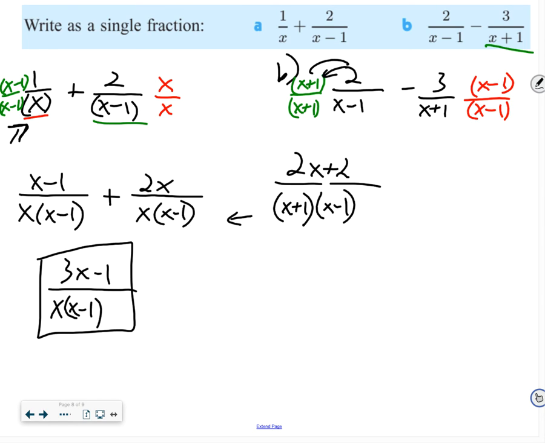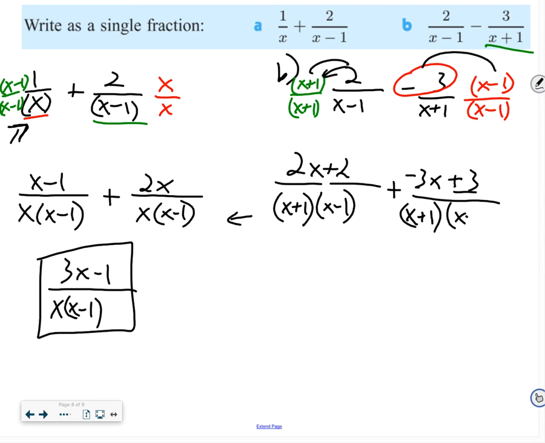Okay, over here I got to remember that this 3 is attached to the negative. So I'm going to make sure as I distribute that negative 3 through, I'm distributing that negative as well. So just change it to plus, and I'm going to do negative 3x plus 3, because a negative times a negative is positive. Okay, get that over x plus 1 times x minus 1.